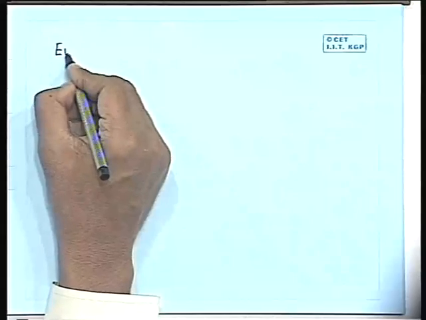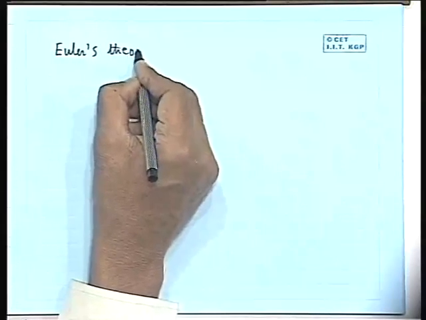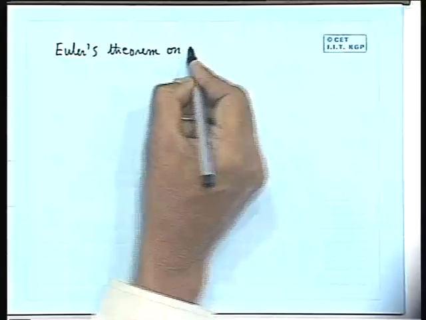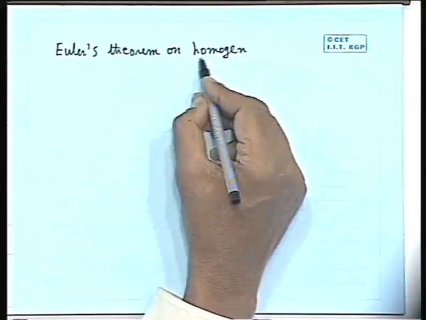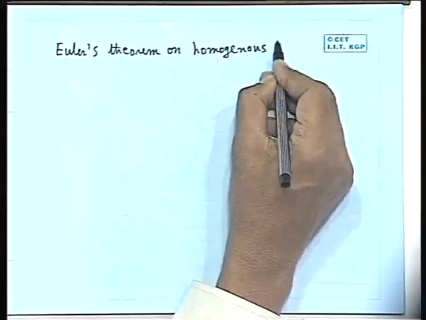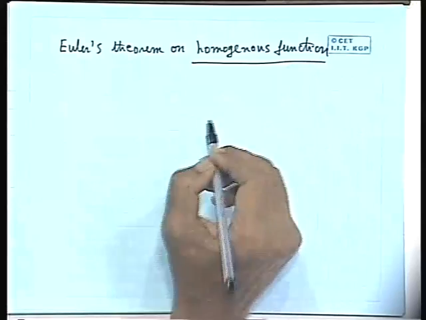Now I will come to a different thing, another important thermodynamic relation for multi-component systems, for which I would like to state one theorem known as Euler's theorem. There are various Euler's theorems. It is a particular mathematical theorem on homogeneous functions: Euler's theorem on homogeneous functions.